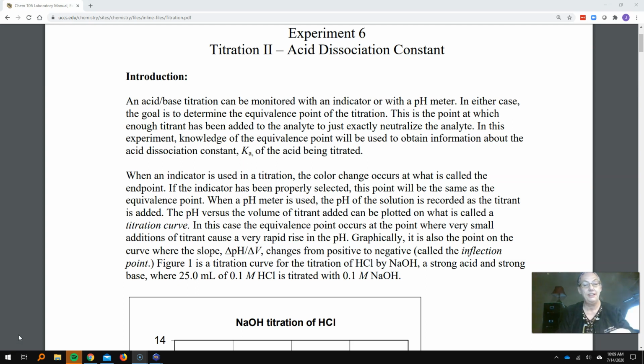Let me double check that. Yeah, bromocresol green will be our weak acid that we're going to be looking at. This indicator is going to help us figure out a Ka value, and that's called the dissociation constant. We're going to be using that molecule, which is a weak acid, to figure out the Ka for that weak acid.